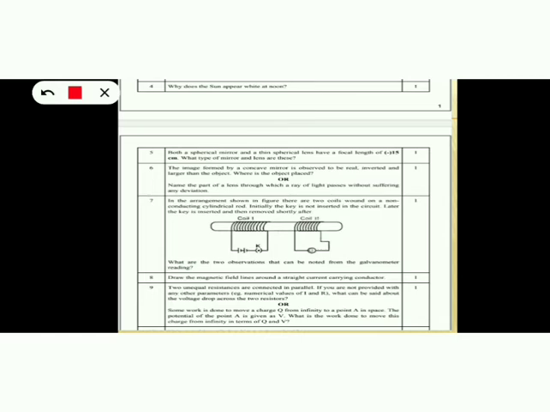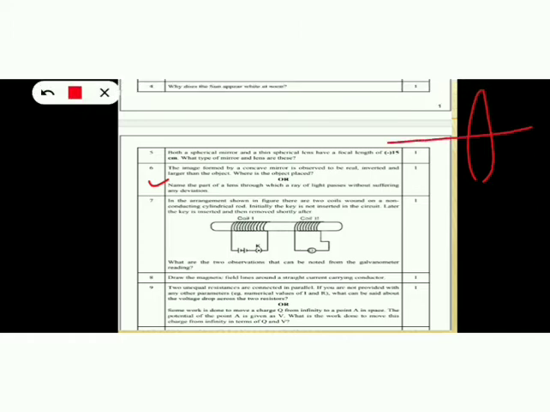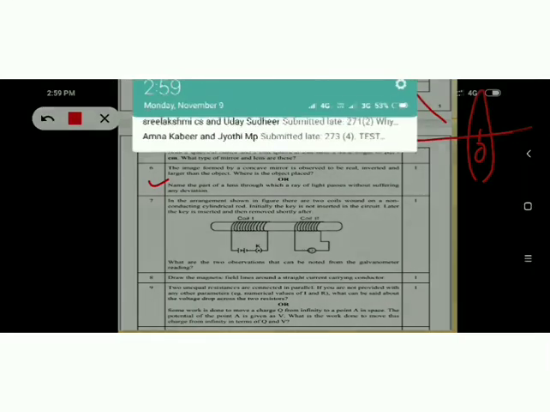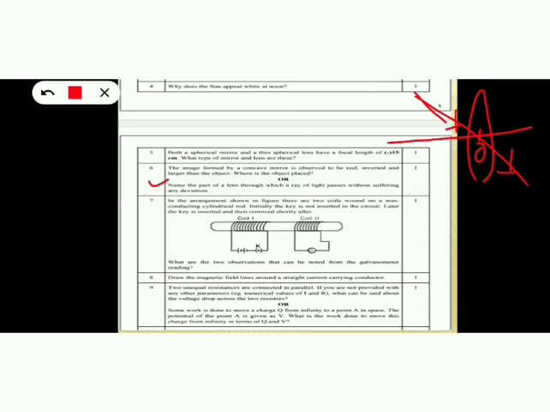Name the part of the lens through which a ray of light passes without suffering any deviation. So if you consider any lens, let it be a convex lens or let it be a concave lens. Okay, so for a convex lens, this part is called the optical center, and whenever a light ray passes through the optical center, it will pass without any deviation. If it is a concave lens, in that case also, this is the optical center, and whenever light passes through this optical center, it goes without any deviation.